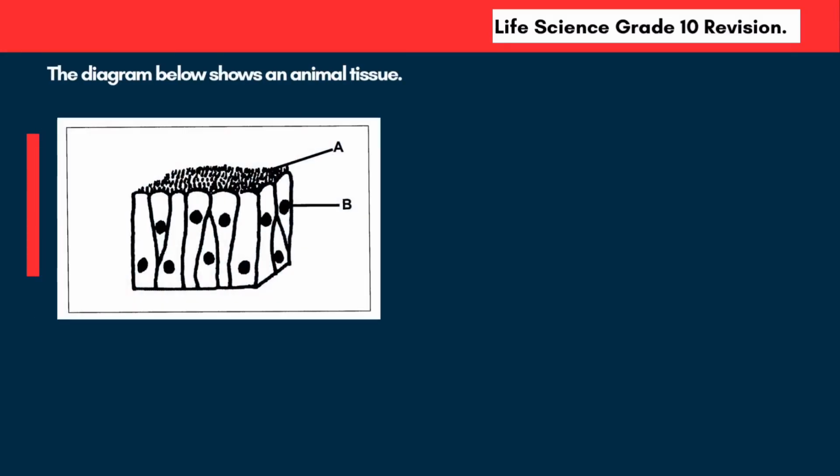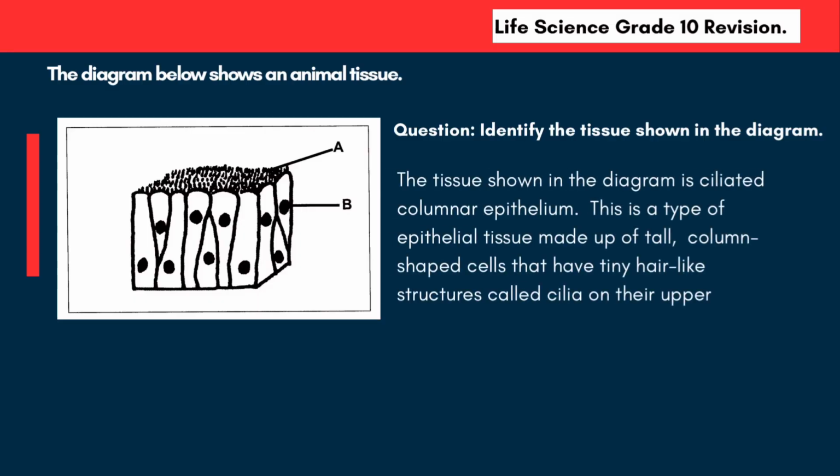Life Science Grade 10 Revision. The diagram below shows an animal tissue. Question: identify the tissue shown in the diagram. The tissue shown in the diagram is ciliated columnar epithelium.